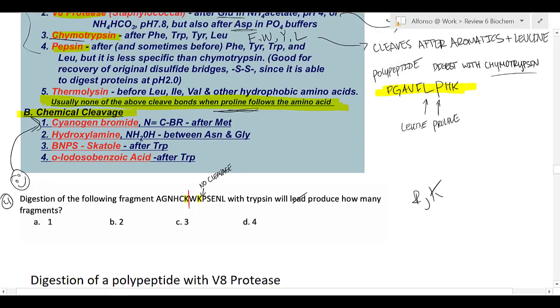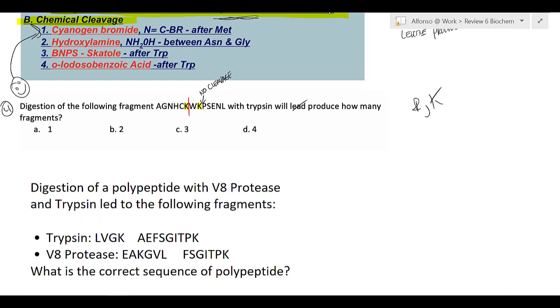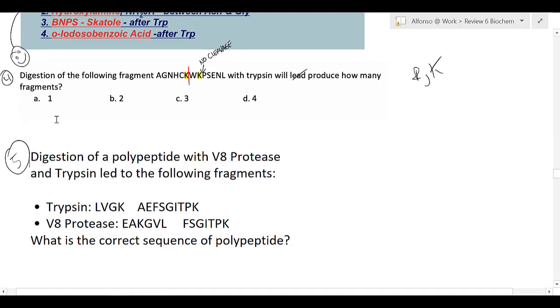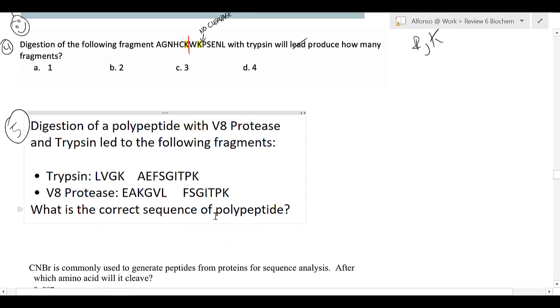Okay, so for number 5, digestion of a polypeptide with V8 protease. For those of you who came in and didn't grab a sheet, don't worry, I will get you one as soon as we're done. Okay, so number 5, digestion of a polypeptide with V8 protease and trypsin will lead to the following fragments. What is the correct sequence of the polypeptide?